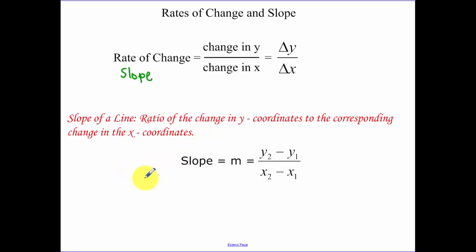Now the slope of a line is the rate of change of y coordinates to the corresponding x coordinates. So you subtract the y coordinates, subtract the x coordinates. And remember, a very common mistake is to switch those, subtract the x's and subtract the y's. But you do y over x.